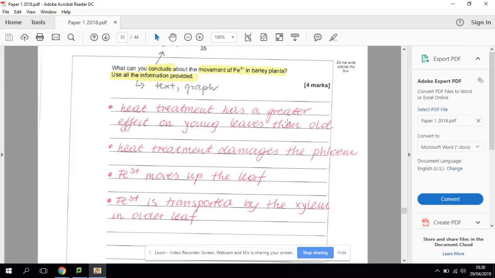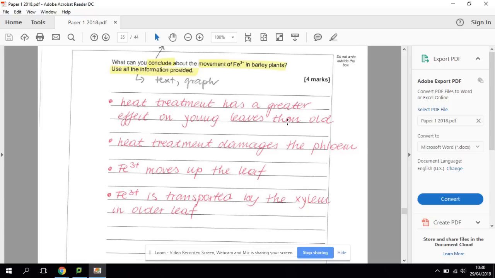So heat treatment has a higher effect on young leaves, so that's what we've seen, than old. Heat treatment damages the phloem. Okay, ions move up the leaf, so if they move up the leaf, they need to use, of course, xylem, so the ions are transported by the xylem in all the leaf.